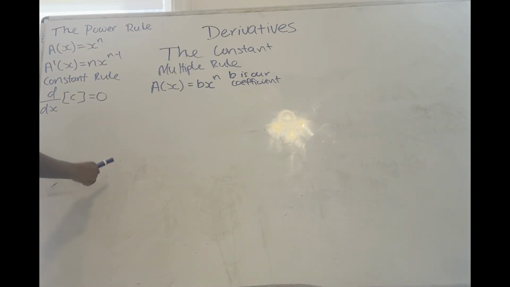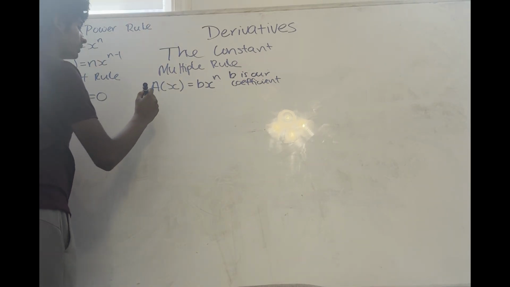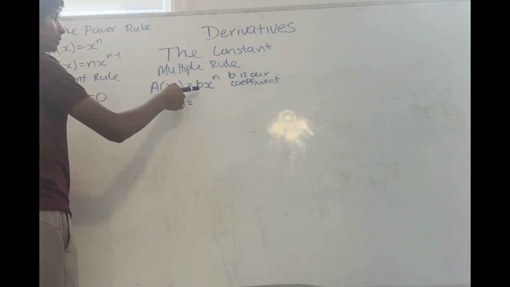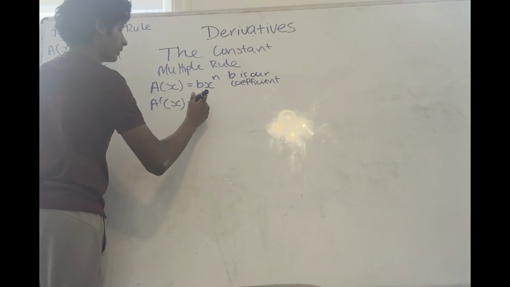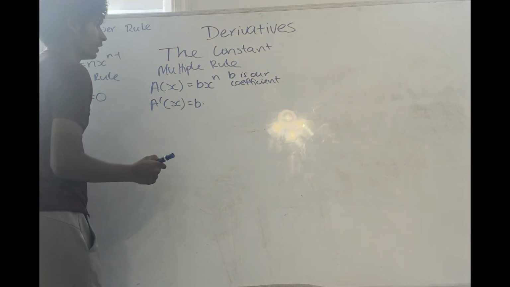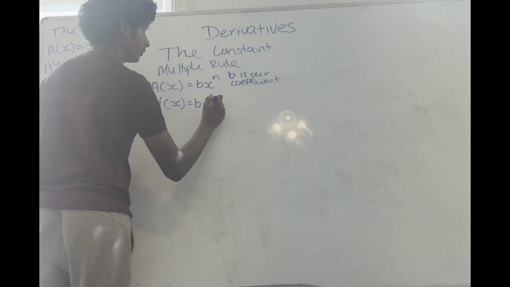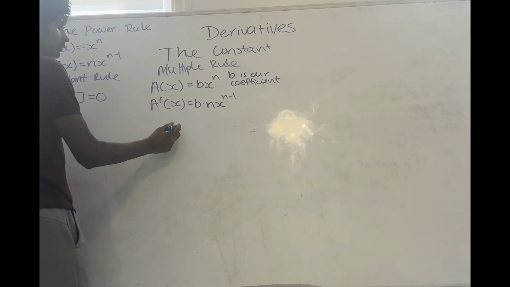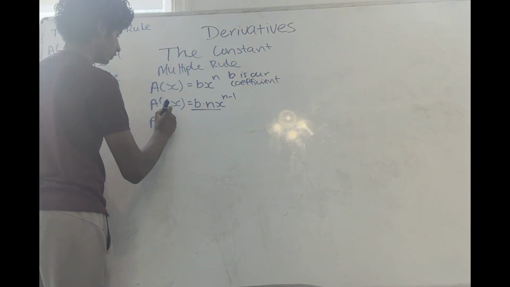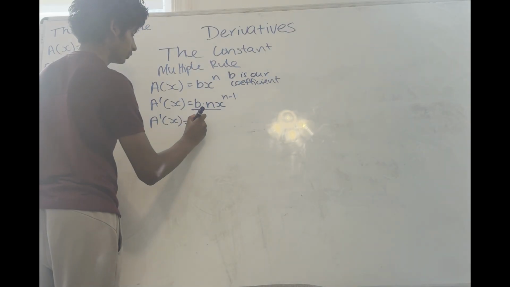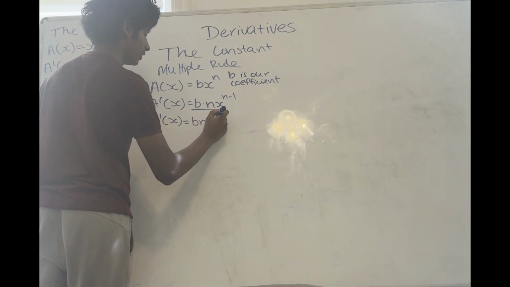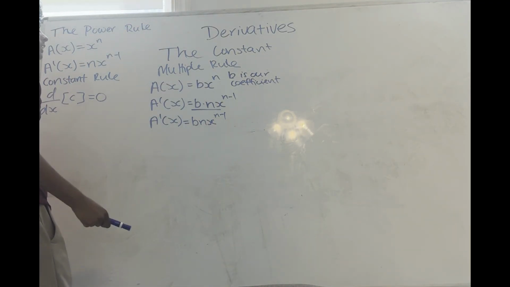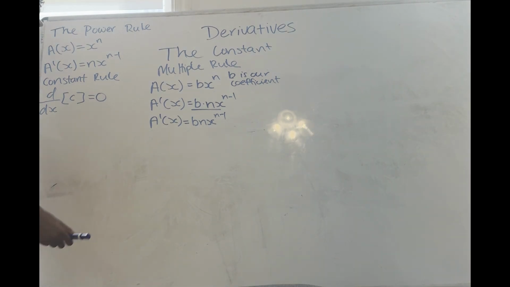All right, if you want to take the derivative of this equation, well, that would be a prime of x is equal to, well, we will actually multiply this later after we take the derivative of this, b times the derivative of this equation. So the derivative of this would be n x to the power of n minus 1. And we just smash these two together, and so our final solution is a prime of x is equal to bn x to the power of n minus 1. This is the derivative of this equation using the constant multiple rule. All right, now let's do an example.